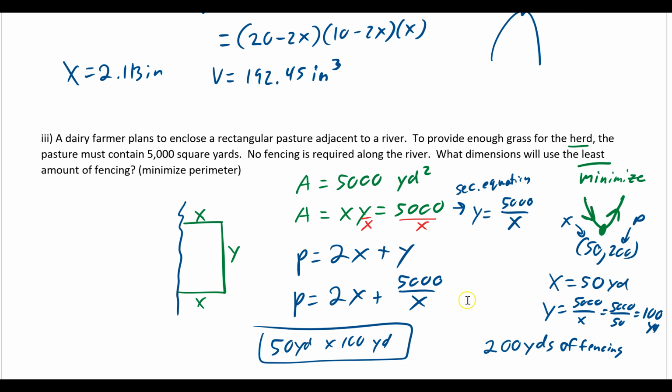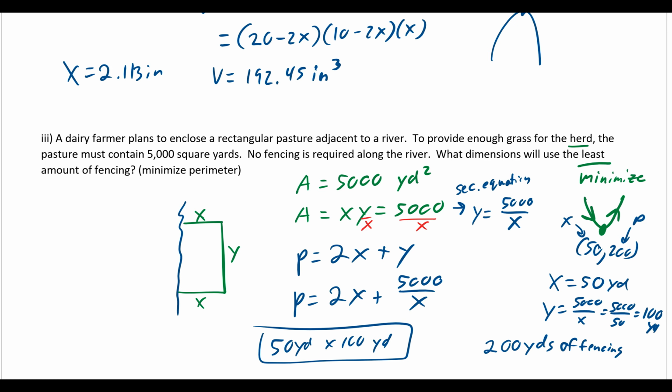Because you don't want to spend a lot of money. So if you need 5,000 square yards, by doing this, you can see that 200 yards, a 50 by 100, would give you the least amount of fencing, which means it would cost the least. Let's just say that this fence has to be 10 feet high and each yard costs them $100.